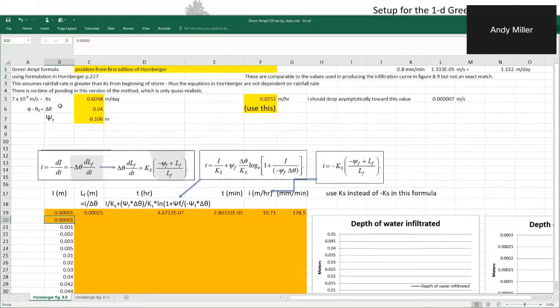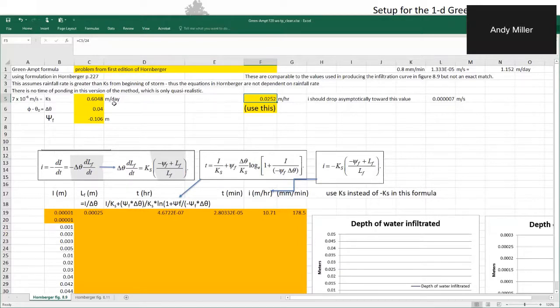So for this example, which is actually the example in figure 8.9 in the textbook, they tell you that hydraulic conductivity is 7 times 10 to the minus 6 meters per second. But since they graph it in terms of meters per hour, all I did was multiply. How many seconds in an hour? If you multiply by 3,600, you'll get this value for meters per hour. Okay. So in the formulas, wherever I need K sub S, I'm going to use this.